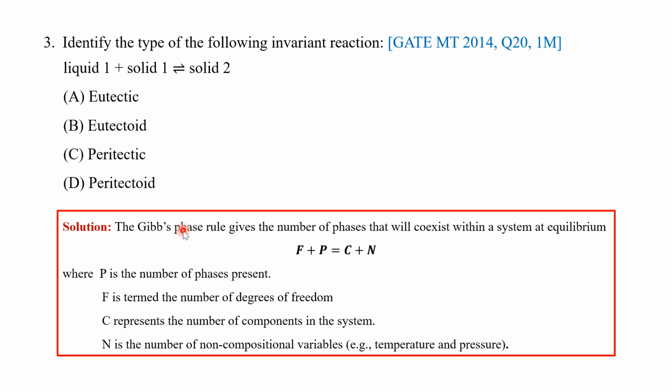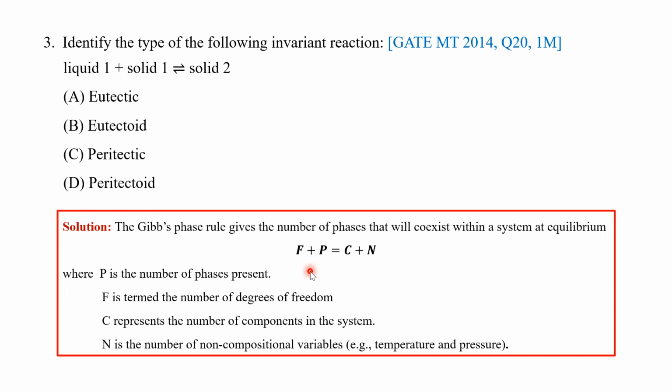And F, we have said, is the number of degrees of freedom. What is this number of degrees of freedom? It gives us the number of parameters that we can change independently without altering the state of the system. So when F is equal to 0, it means that if we change any parameter, either temperature or composition, the system will change to a new phase. So when F is equal to 0 in a binary system, we call it an invariant reaction. Those are known as invariant reactions.